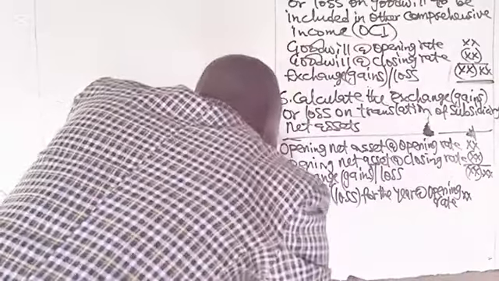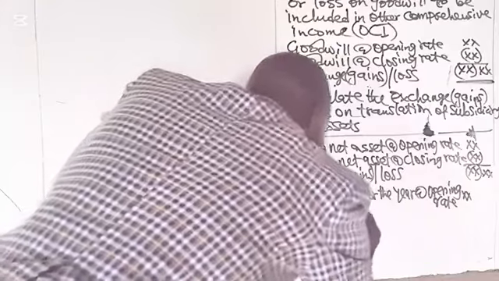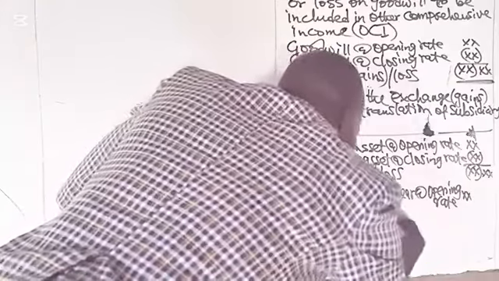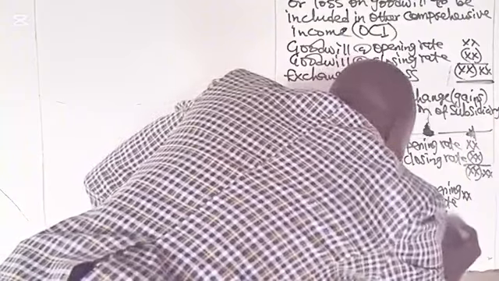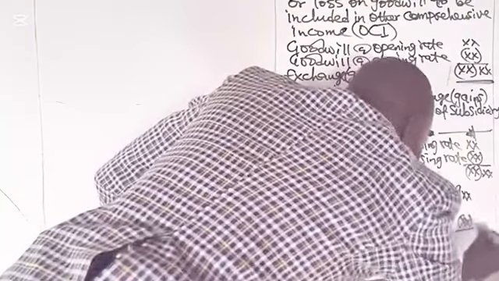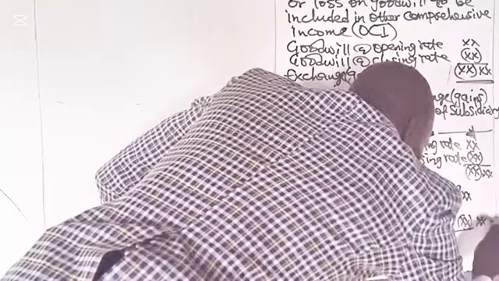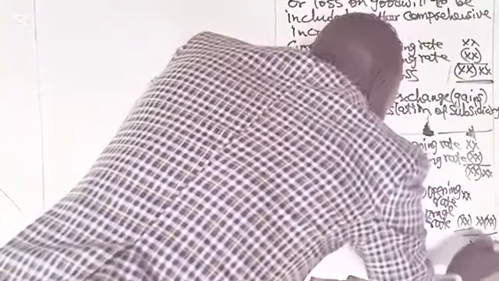Then profit or loss for the year, translated at average rate. So you have the exchange gains or loss. The sum of these will give you the exchange gains or loss to be included in other comprehensive income. So this value will be included in other comprehensive income.